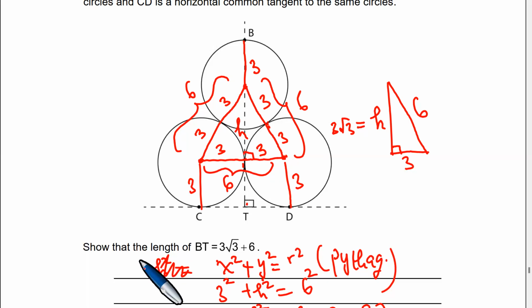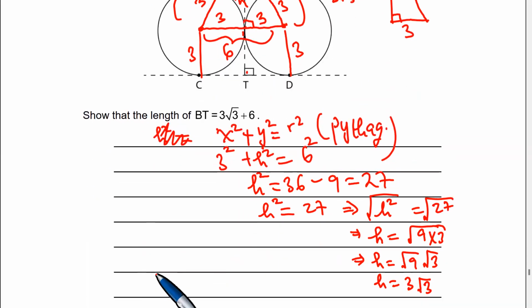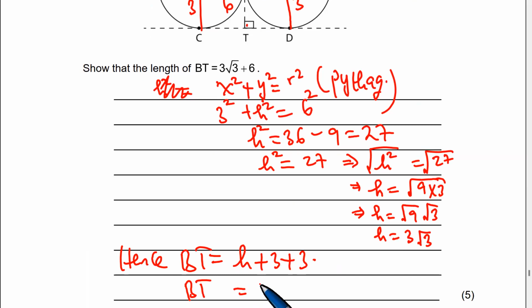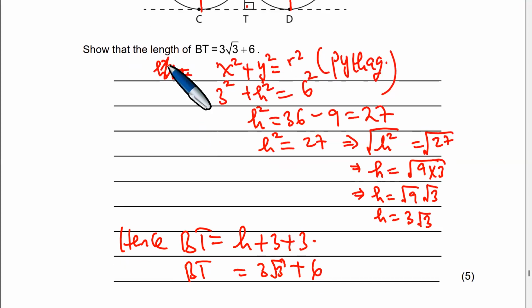So we want to therefore find BT, hence BT is equal to the height h plus 3 plus 3. What is the height h? It is 3 the square root of 3 plus this one, which is 6. So BT is 3 the square root of 3 plus 6, and we have proven that. Okay, so it was a very simple proof for us to do. Right, so we have just done this one.